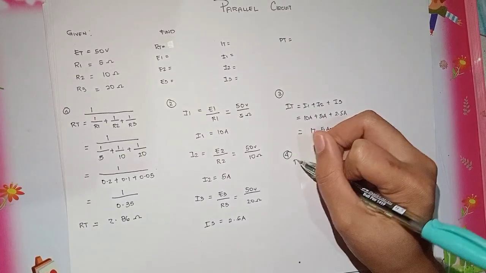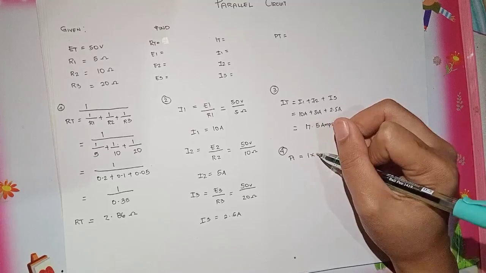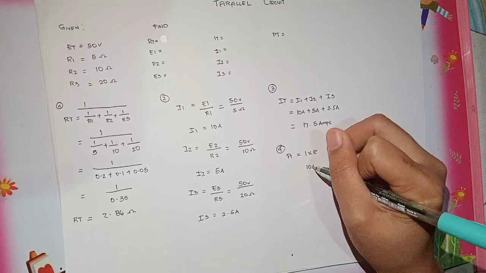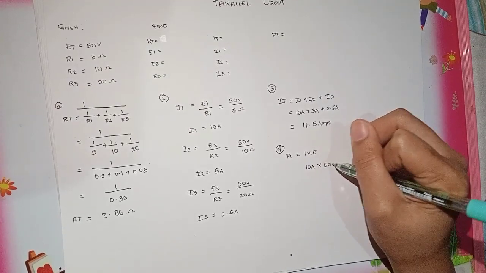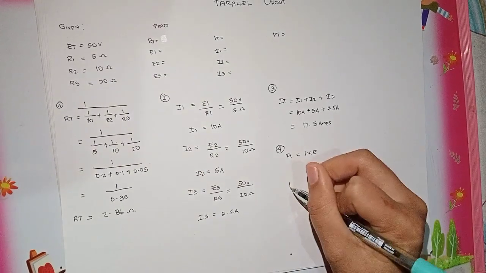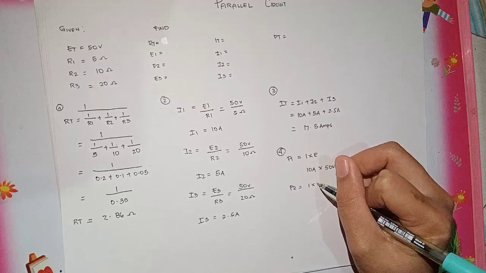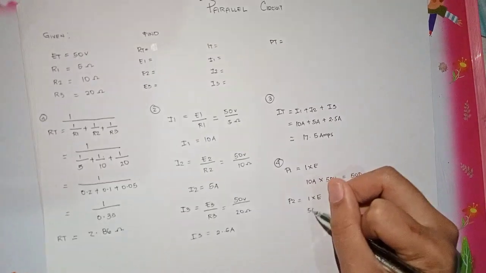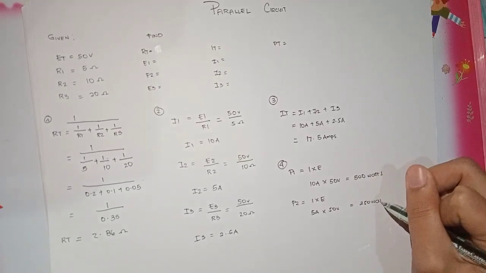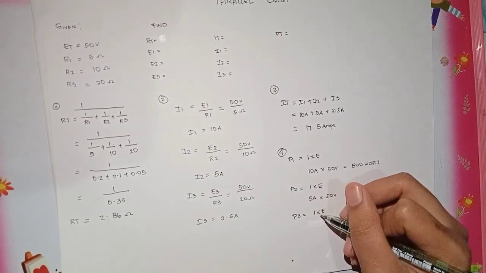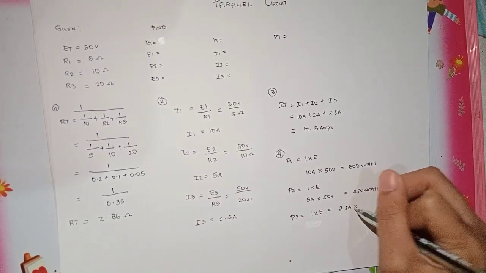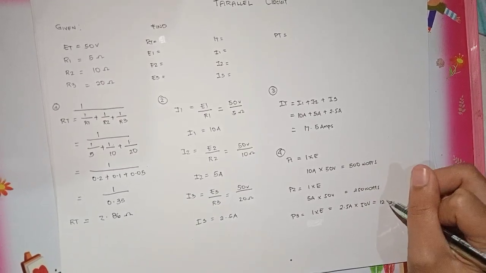Total power P1 is equal to I times E. I1 is equal to 10 amps times 50 volts equals 500 watts. P2 is equal to I times E, 5 amps times 50 volts is equal to 250 watts. P3 is equal to I times E equals 2.5 amps times 50 volts is equal to 125 watts.